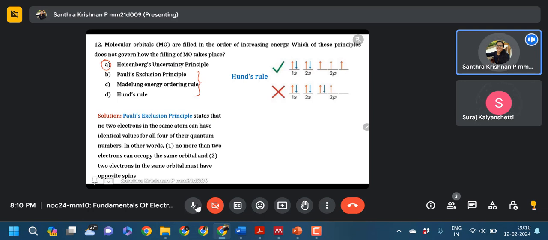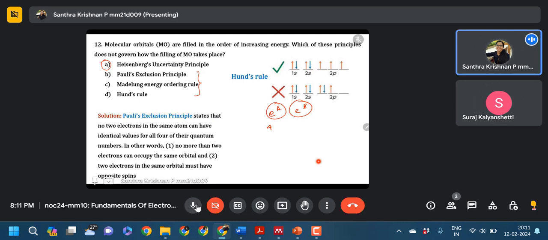So we'll go one by one. First, what is Pauli's exclusion principle? The rule statement is that if you're taking two electrons, an electron A and an electron B, these two electrons cannot have the same set of quantum numbers. That is the statement. Now we'll discuss what quantum numbers are. Quantum numbers are basically a set of four numbers.